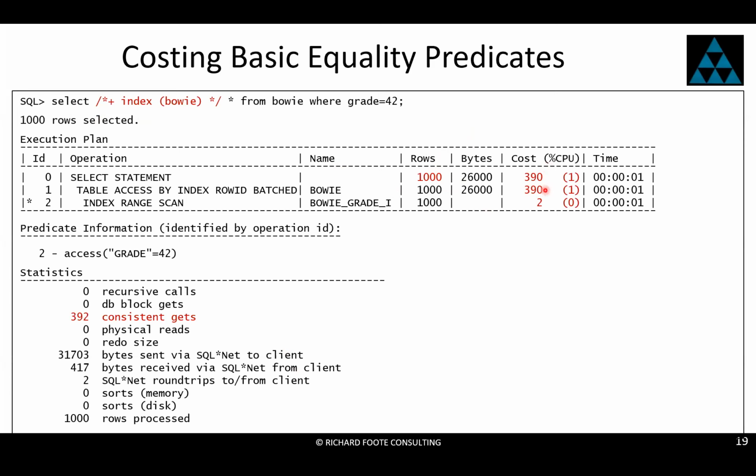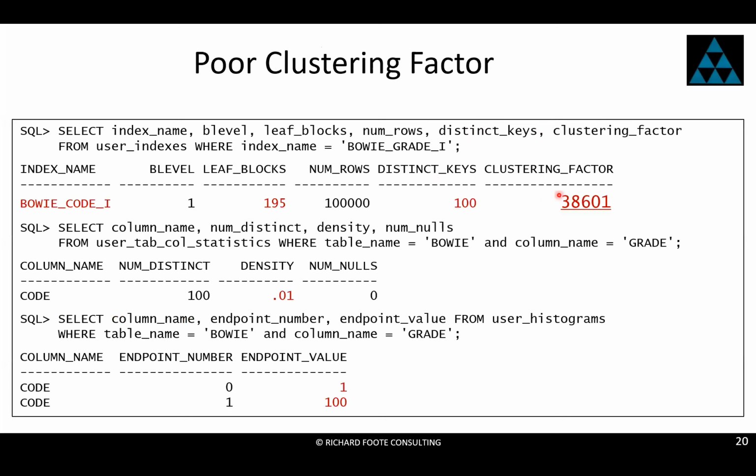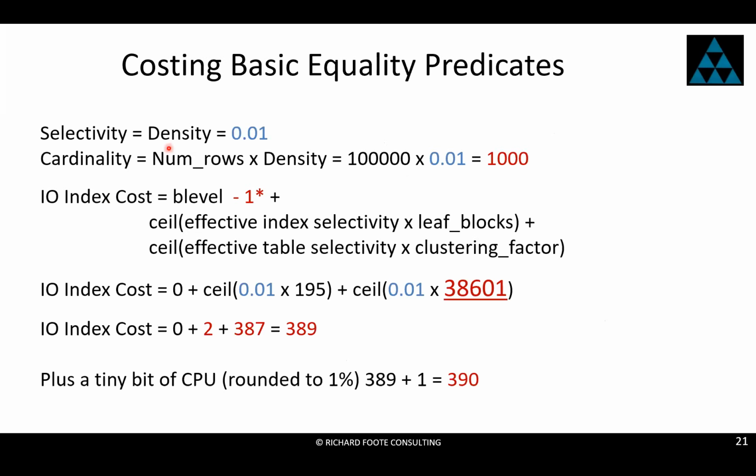So the question is, where do these numbers come from? Why 390? Note that the cost of the index is still the same. It's 2, just as it was previously, but Oracle says it's much more expensive to get the data out of the table. The reason why comes back to the clustering factor. The clustering factor for the grade column is terrible, because I've been inserting that in a random order inside my table. Because I've got a terrible clustering factor, when I use my formula, it's still only 1% of my index, so the index cost is the same. Where the cost explodes is that it's 1% of my awful clustering factor. And 1% of this equals 387, which gives me a total IO cost of 389.